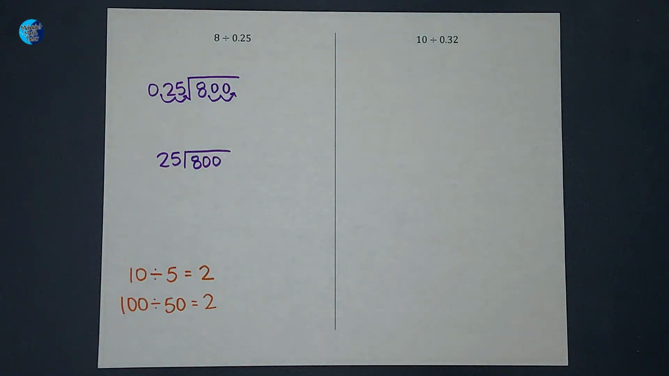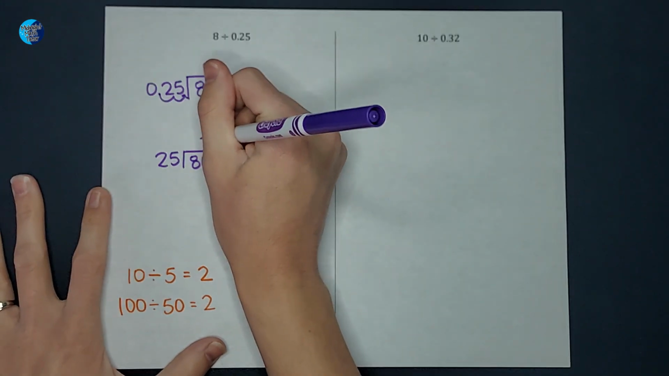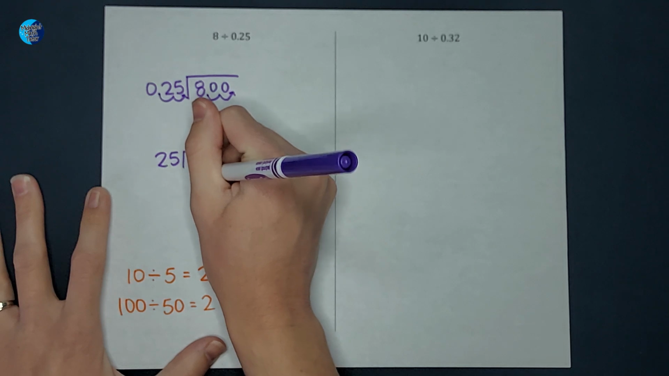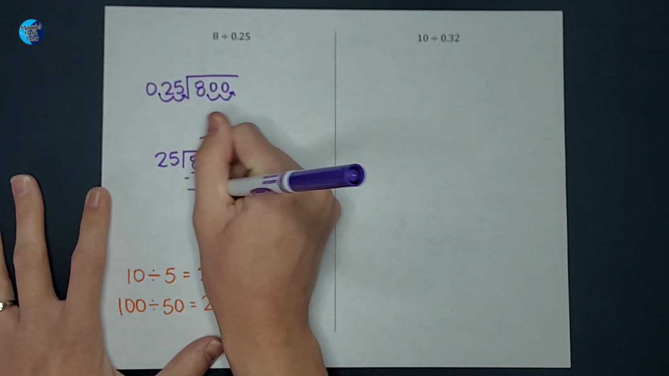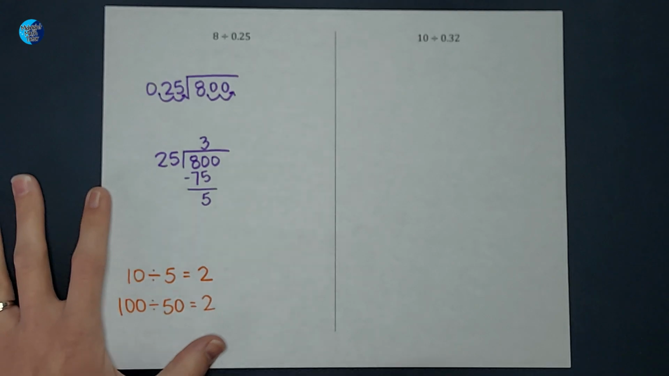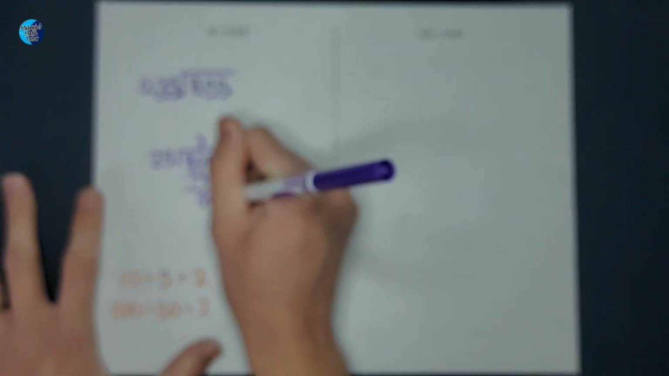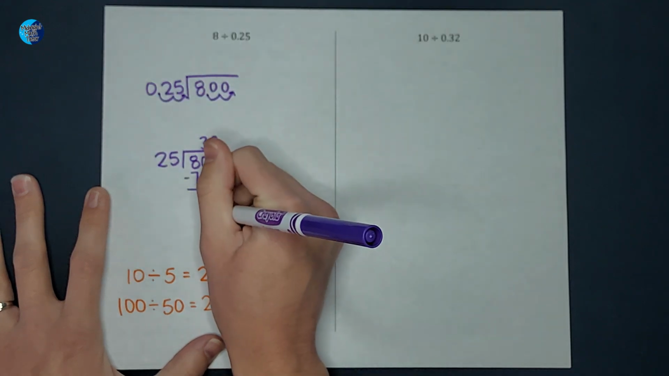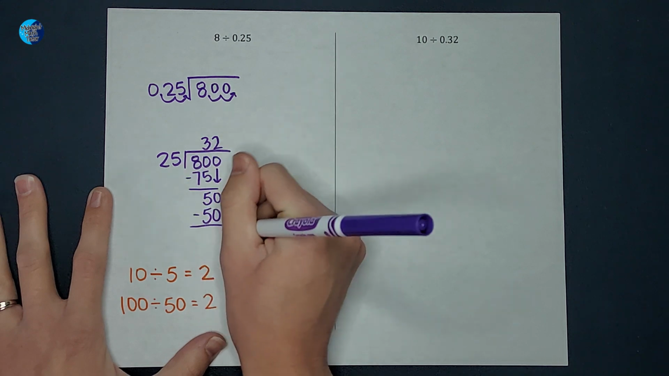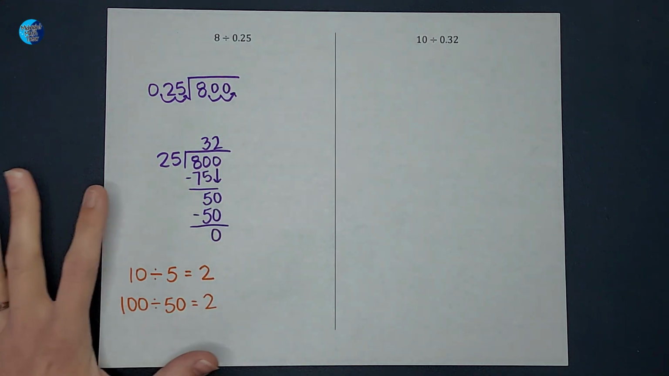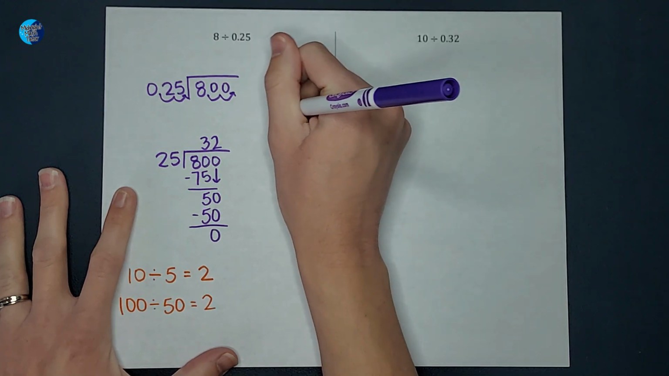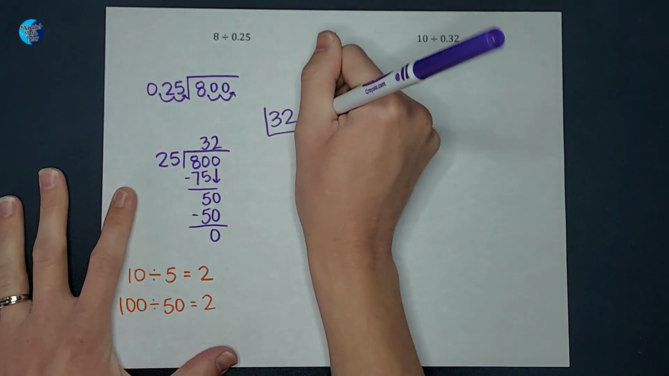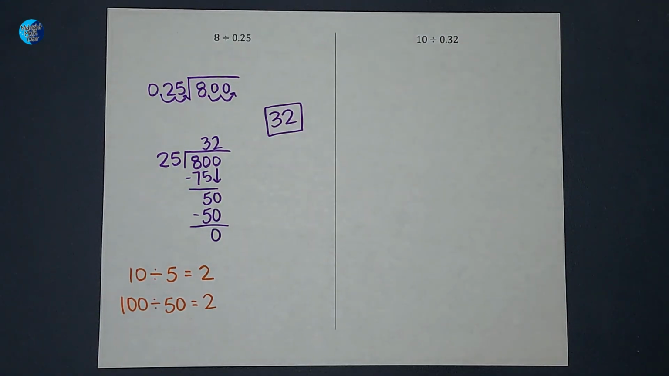So, let's go ahead and look. I'm going to ask myself now, how many times does 25 go into 80? Well, it goes 3 times. 3 times 25 gives me 75. I go ahead and subtract and end up with 5. Bring that 0 down. How many times does 25 go into 50? Well, it goes twice. 2 times 25 gives me 50. Subtract and I end up with 0. And guess what? 8 divided by 0.25 is 32. Awesome.